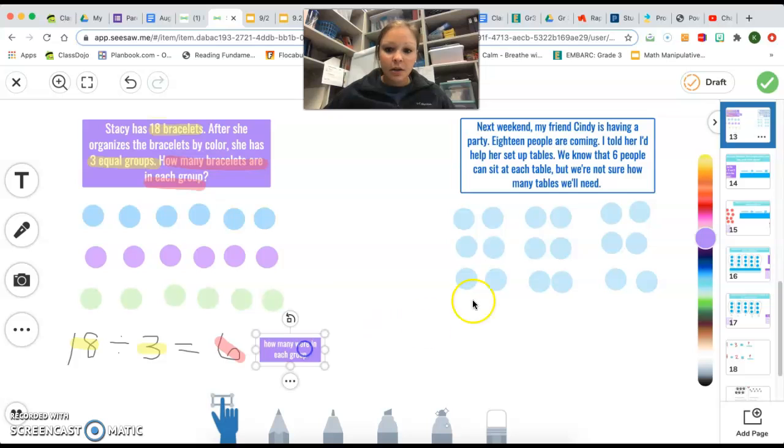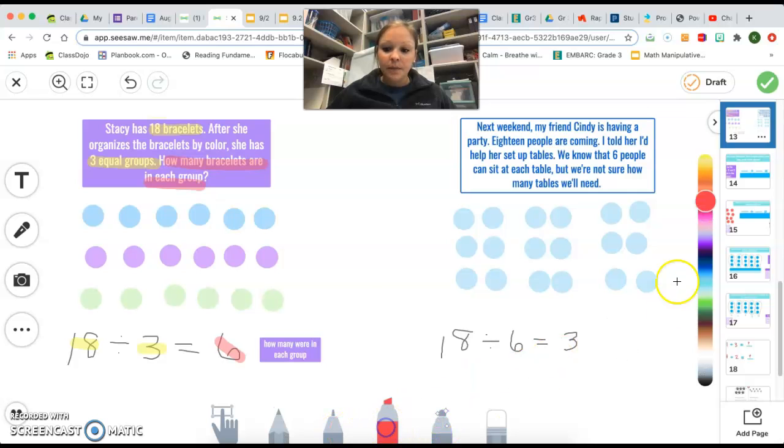And then here we have the party problem. Next weekend my friend Cindy is having a party. 18 people are coming. That's my total. I told her I'd help her set up the tables. We know that 6 people can sit at each table. So we're going to divide these 18 people into 6. And we know that we got 3 groups.